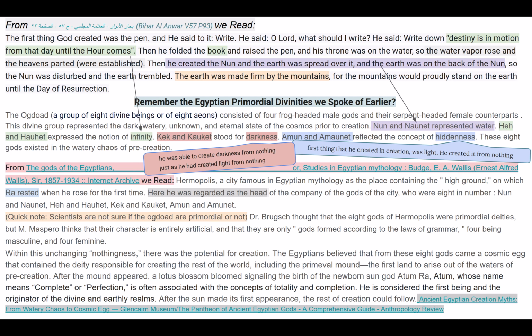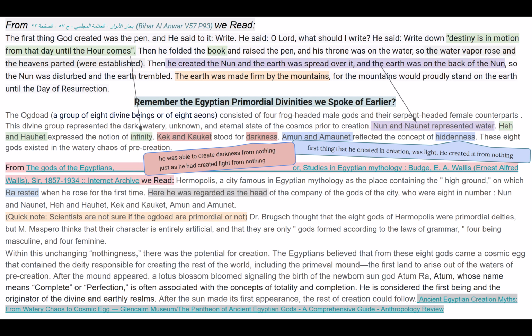Heh and Hohet express the notion of infinity. So this is when God said time is in motion from this moment until the hour comes. This is the God of infinity. Basically, when he wrote down with the pen, he set time in motion, he created a God. He created the God of infinity, or the God of time, perhaps.